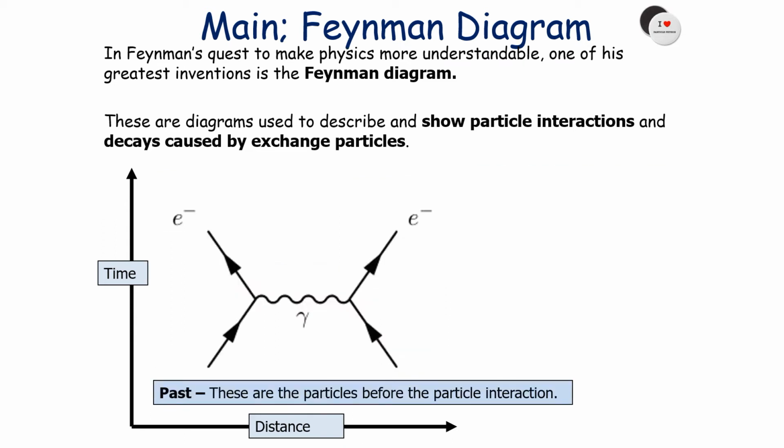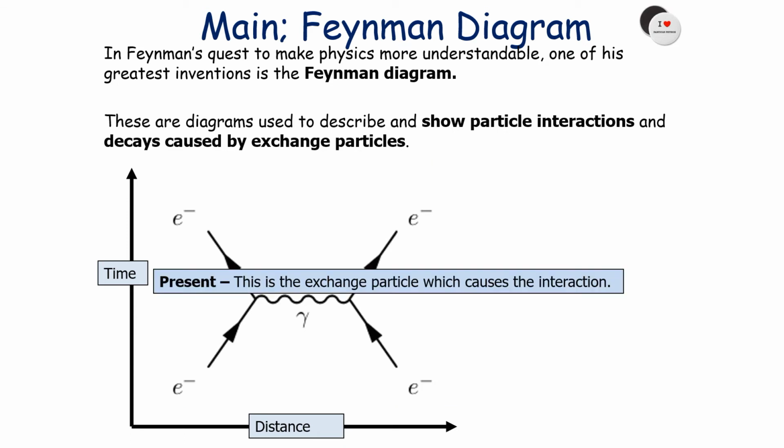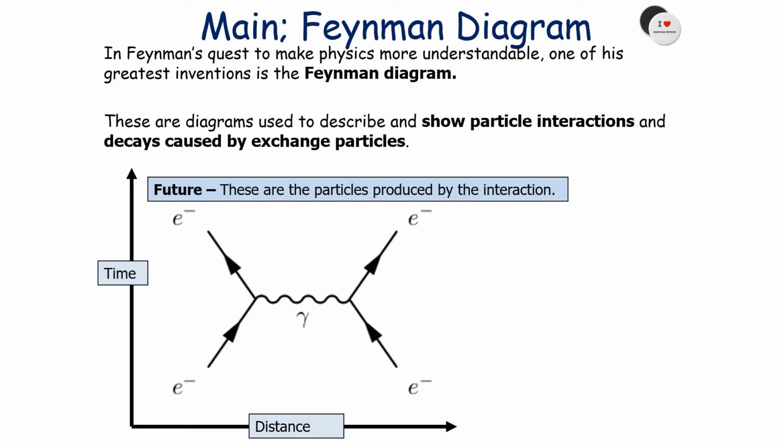For example, we've got the past, which is the particles before the interaction takes place. We tend to show particles as straight lines on diagrams. We've got the present, which is when the exchange particle is exchanged, causing the interaction. We show exchange particles as wiggly lines on the diagram. And we've got the future, which is the particles produced by the interaction.